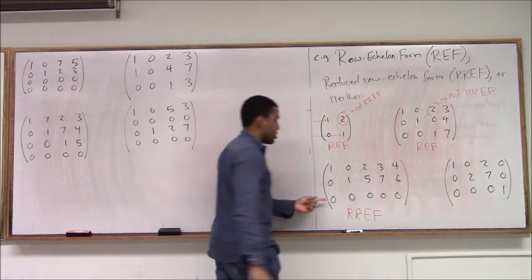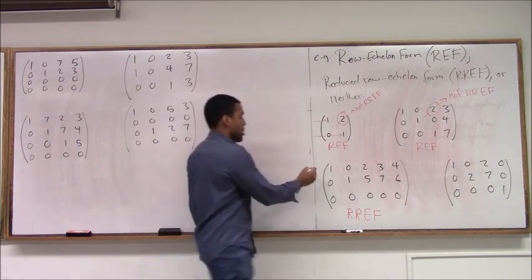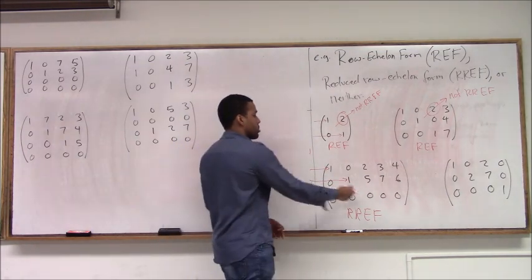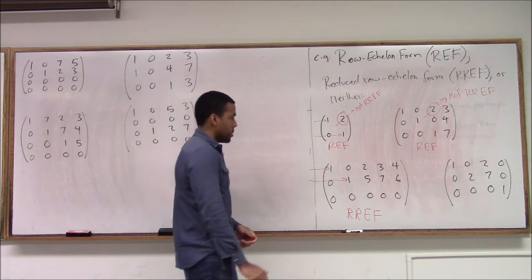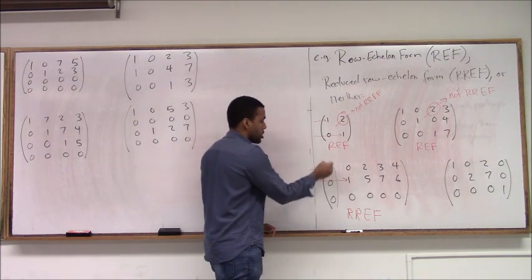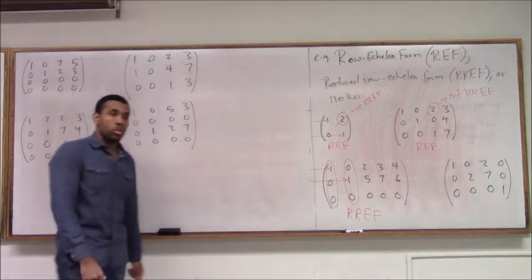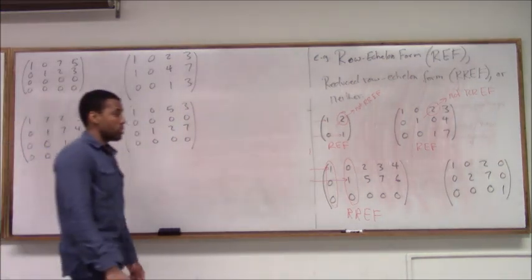It has a row of zeros, it's moved all the way to the bottom. My first non-zero number in each row is a 1. All my 1s appear to the right of the guys that are above them. And whenever such a guy occurs, everyone else in that column is a 0. There are zeros above and below. So this is reduced row echelon form.